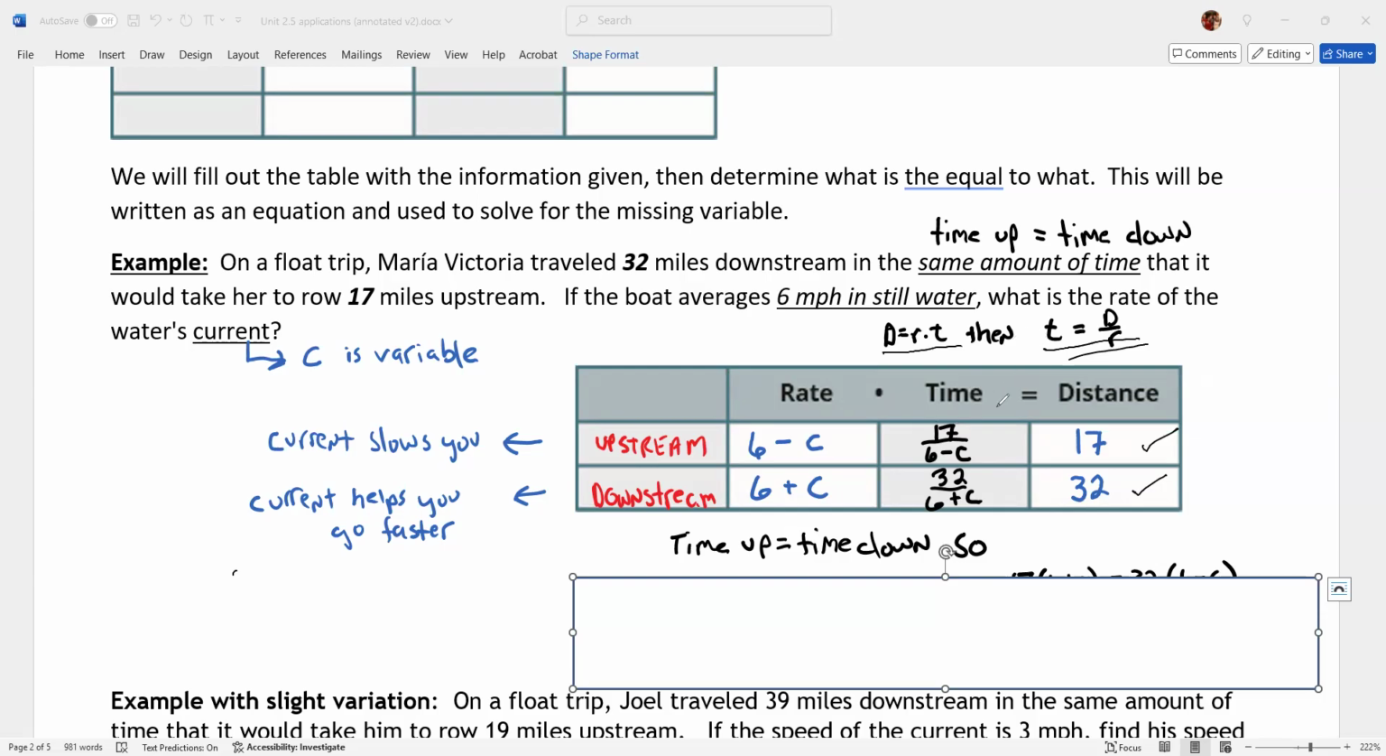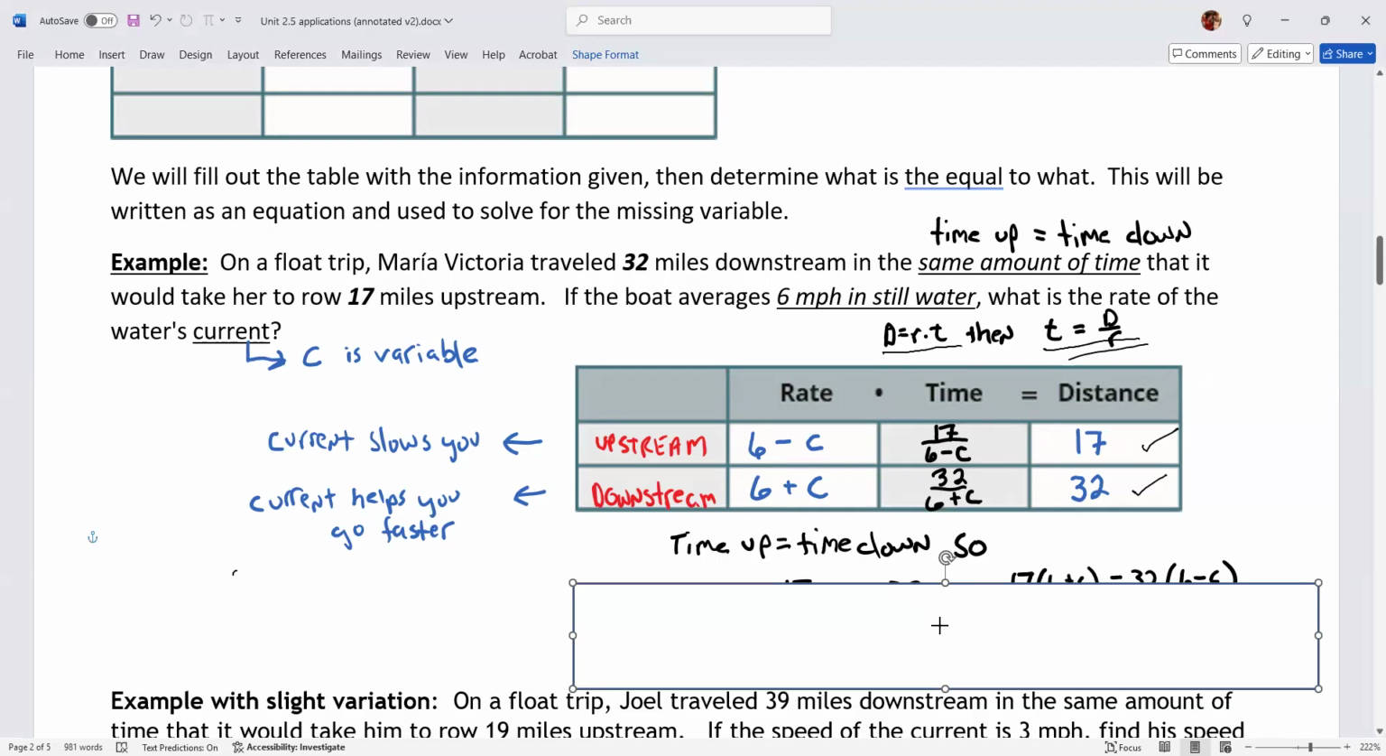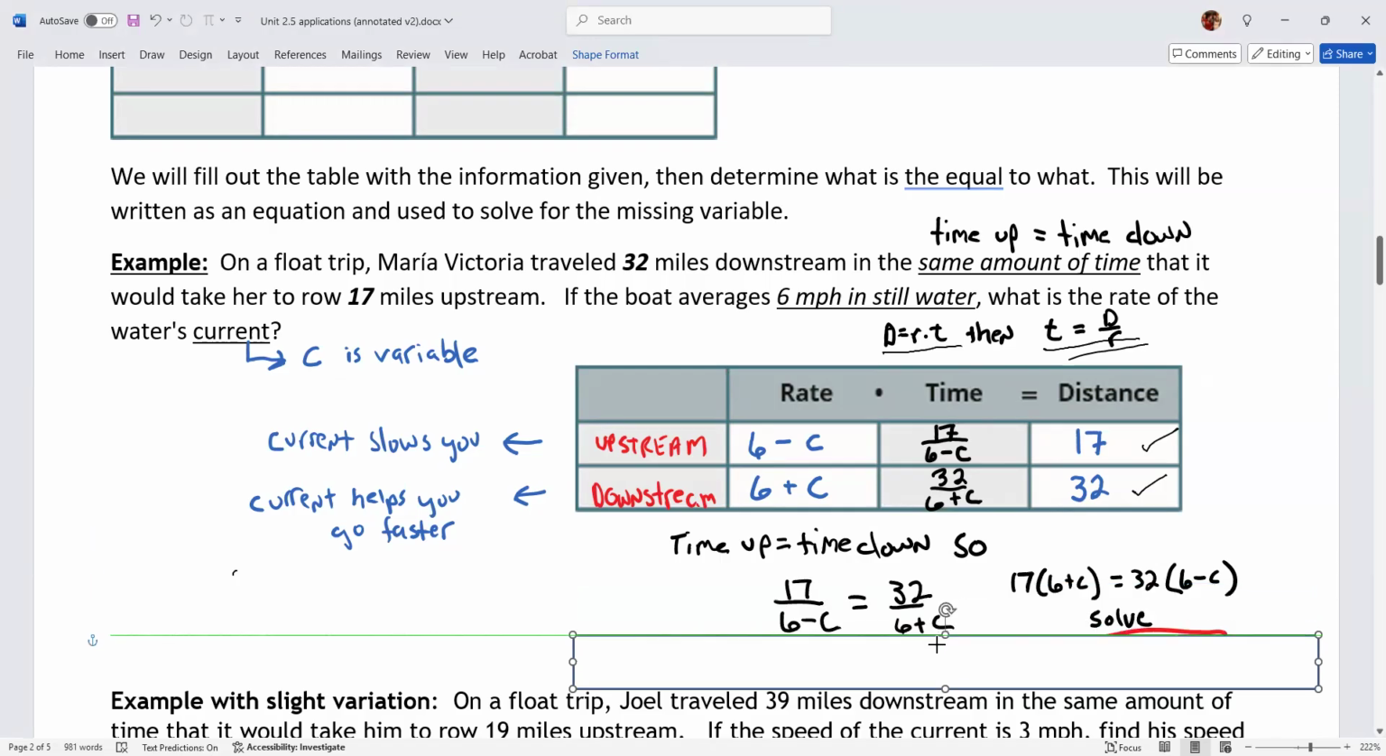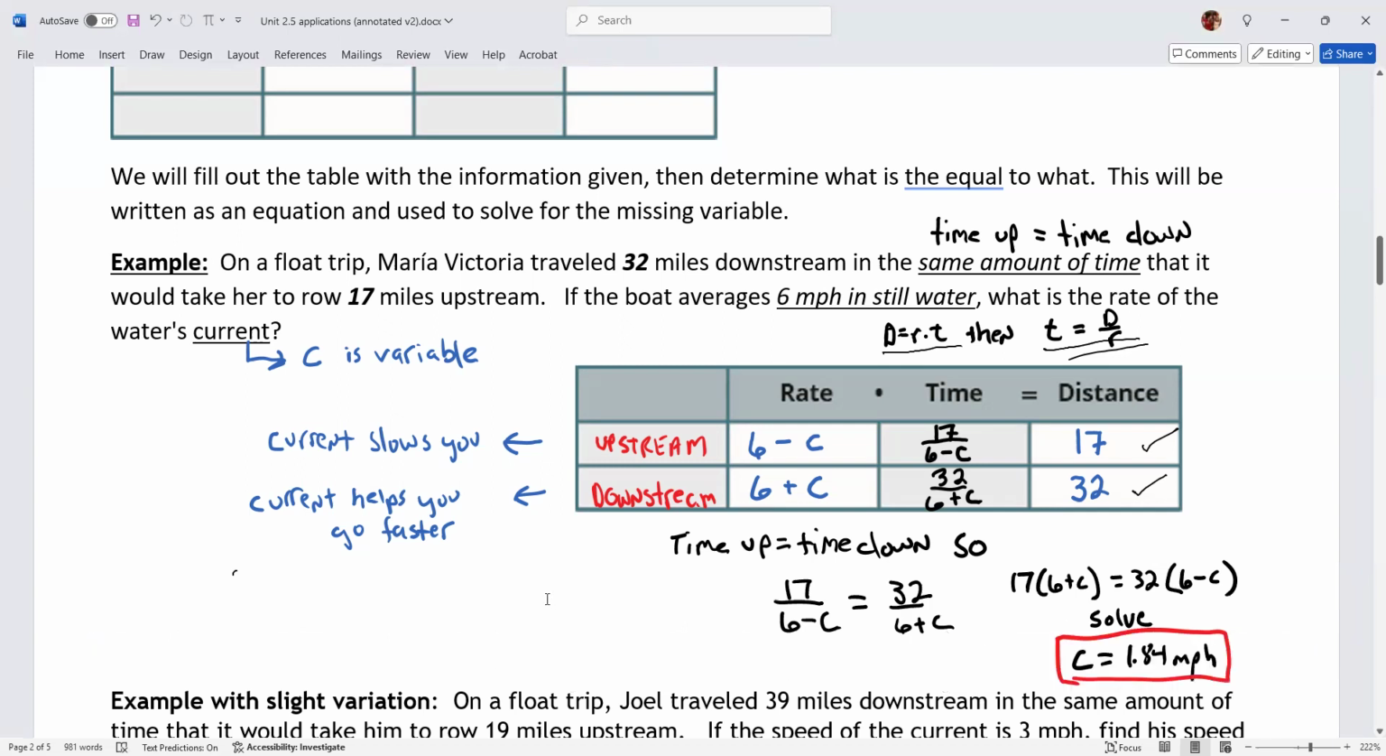Now, what can I set equal to each other? I can set time equal to time because they told me that the times are exactly the same. So therefore, I do have an equation that I can write. Again, the objective here is to get an equation written, right? So here I'll go ahead and clear out this box completely. And so here, the 17 over 6 minus C represents the time going upstream, and that's equal to the 32 over 6 plus C, the time going downstream. They are equal to each other.